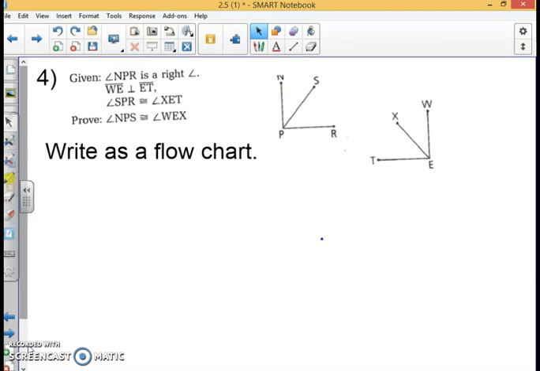This last proof I want you to do as a flowchart proof. Do it on your own and bring it into class, and we will discuss it. And that concludes video 2.5.